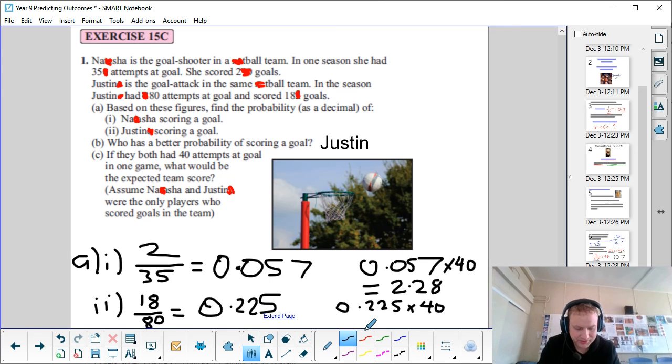0.225 times 40 is 9. So we're basically getting 9 goals out of Justin, 2 goals, rounding down, out of Nasha. So for question C, the team had 80 attempts at goal, 40 here, 40 there, and they score 11 goals. They're probably going to lose. All right, so that's all you've got to do today.